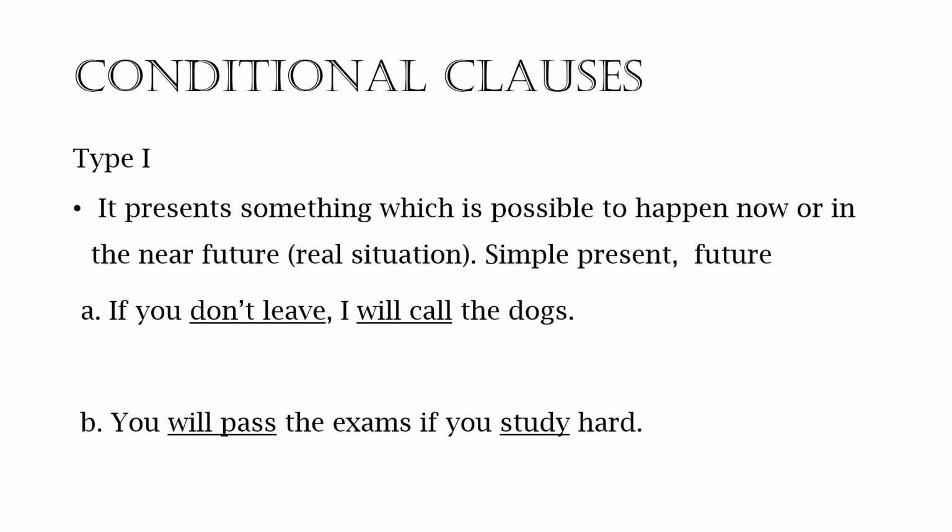Now when it comes to conditional clauses, we also expect the correct use of tense form. Conditional clauses come in 4 forms. We have the type 1, type 2, type 3, and what people refer to as a zero conditional clause. Now, type 1 presents something which is possible to happen now or in the near future, and so we say the situation is real. In terms of the tenses, we have the simple present and then the futuristic aspect. So if you don't leave, I will call the dogs. If you don't leave is negated, don't, but it's in the present form. Then "I'll call the dogs" is in the futuristic aspect.